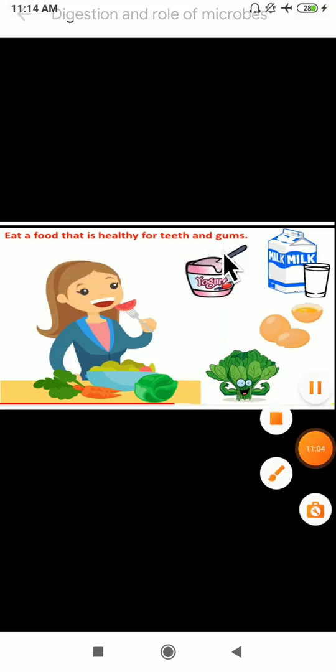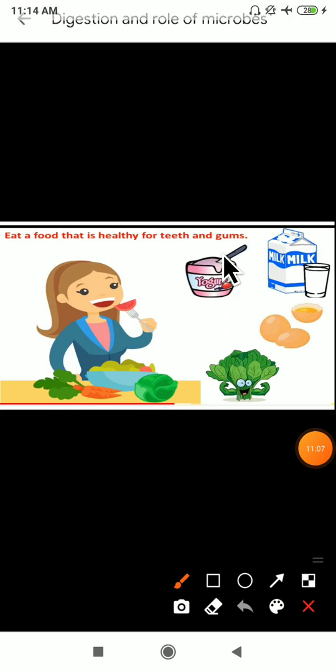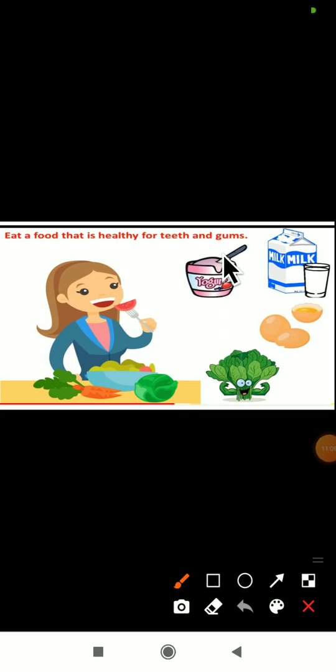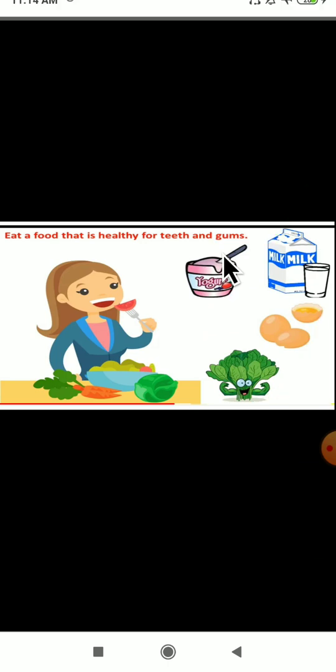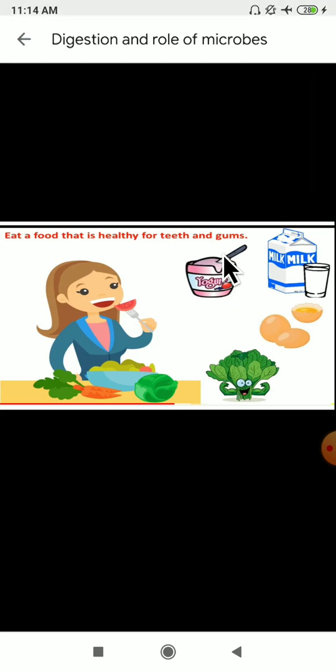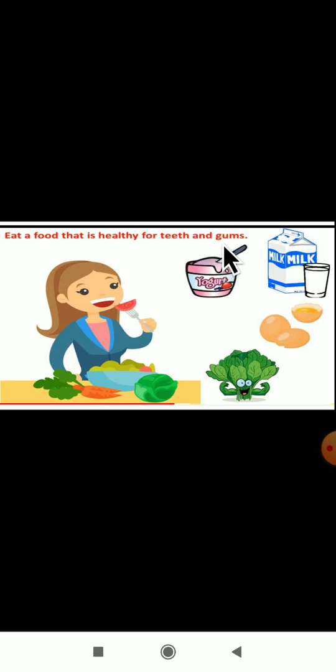Dear students, you should eat healthy food, like fresh fruits and vegetables, green vegetables, milk, curd, egg. Can you see? This is milk, curd, egg, fresh vegetables, fresh fruits. All these things you have to eat and it is good for your teeth.